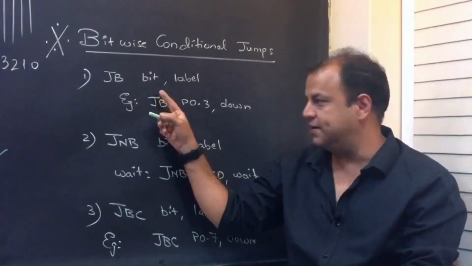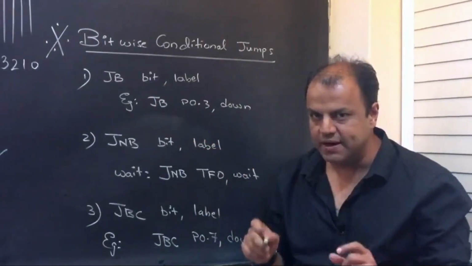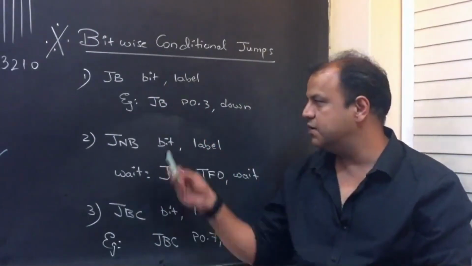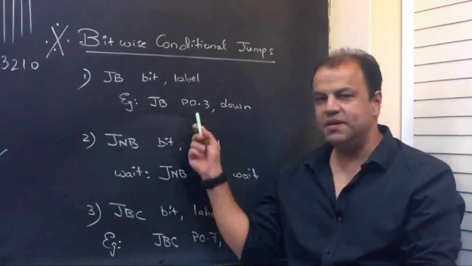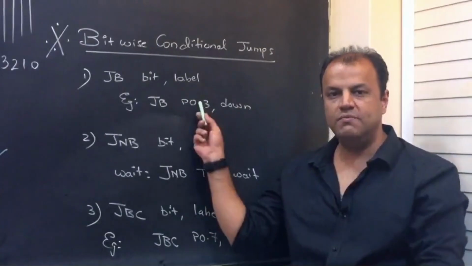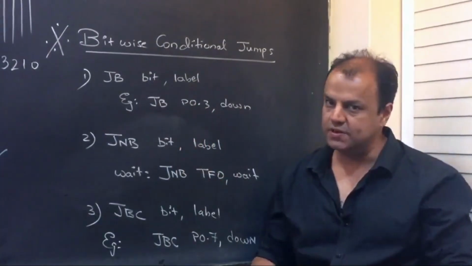This bit can be any bit. I've given an example of P0.3. You know SFRs are bit addressable. There are bit operations in 8051. So if P0.3, jump if bit means 1. So if P0.3 is 1, the program will take a jump to the location down. Otherwise, it will simply go to the next location. Please tell me, are you clear?